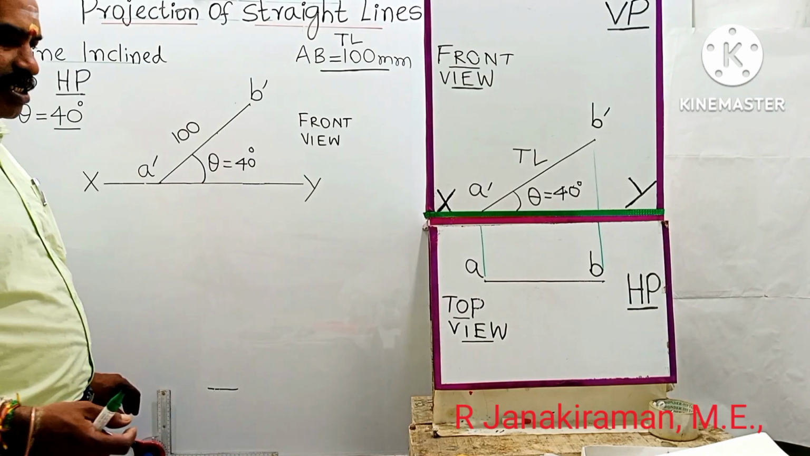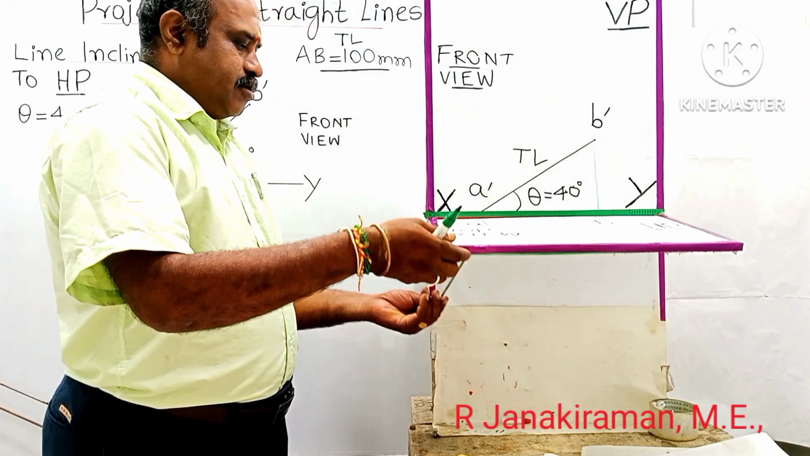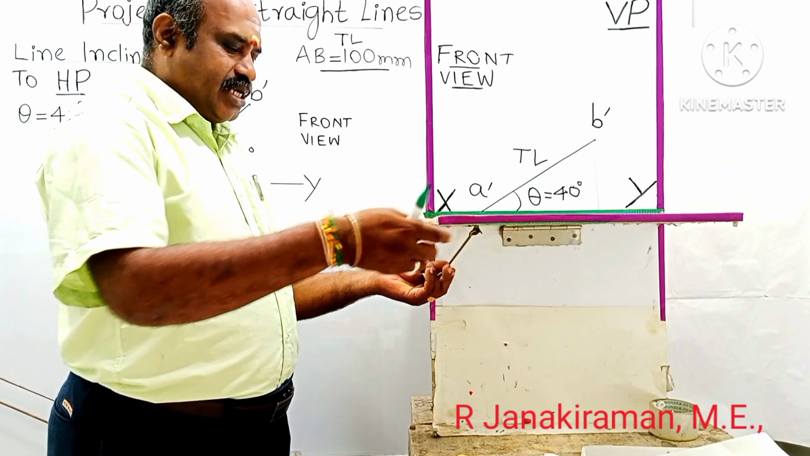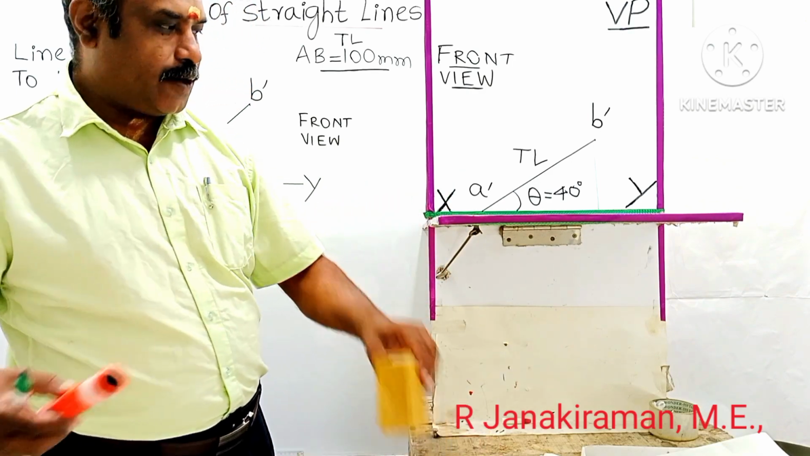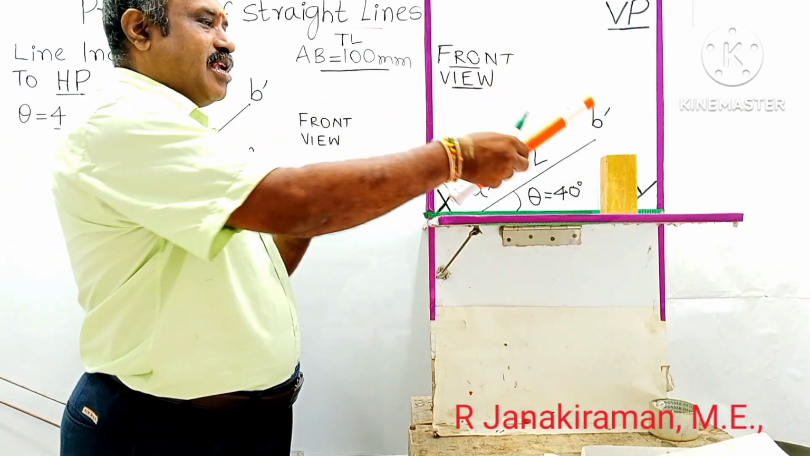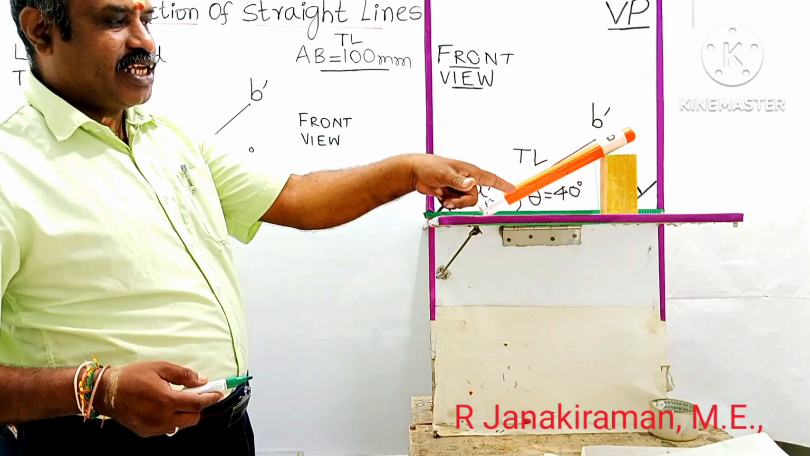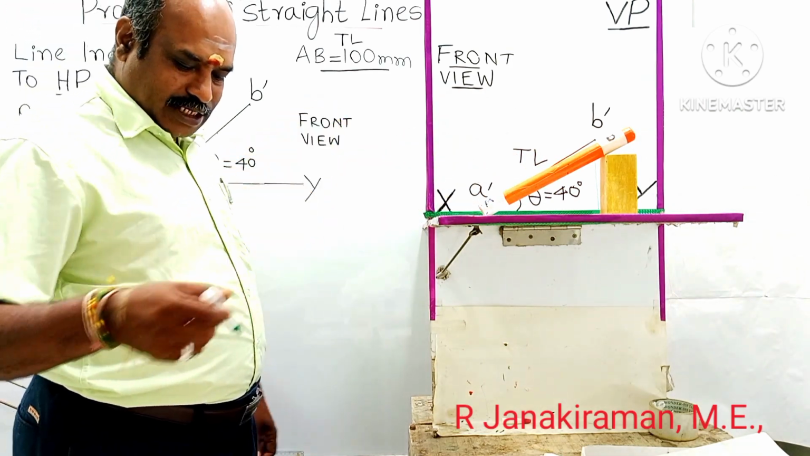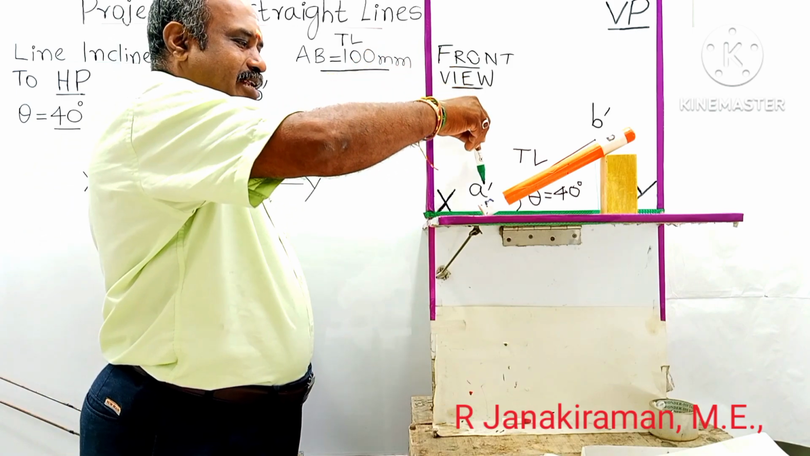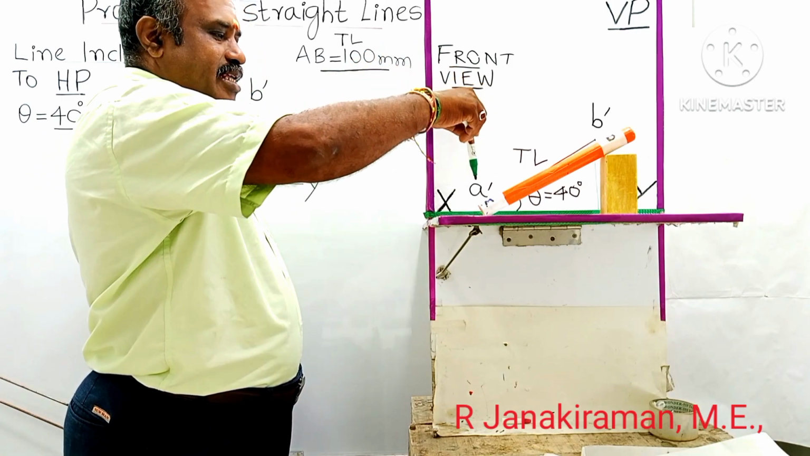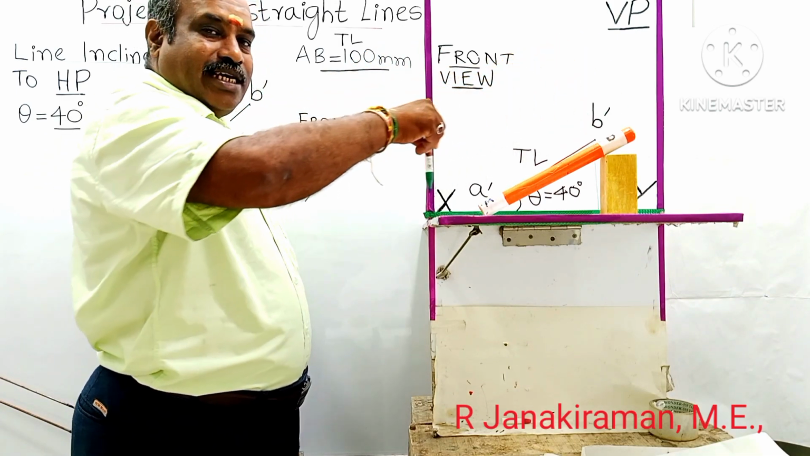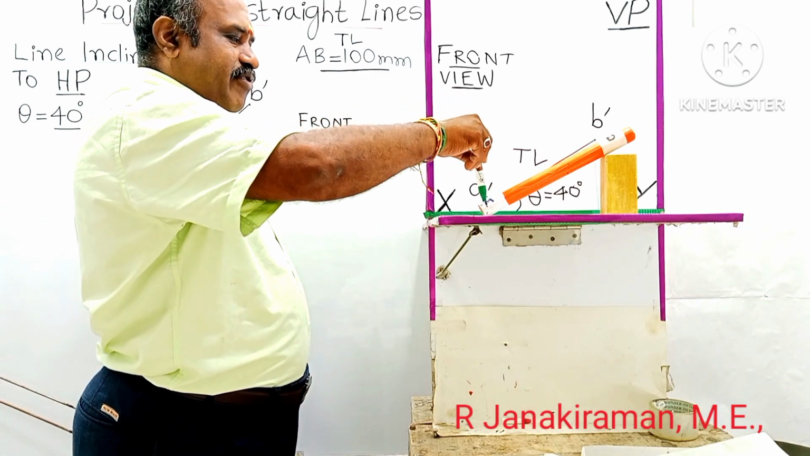And before that, you have to know what is in front of VP, the distance in front of VP. This is a position of the line inclined to HP alone, called 40 degree or theta. So you can see some distance is there in the gap between the VP and the straight line, the orange color line. This is called the distance in front of VP.